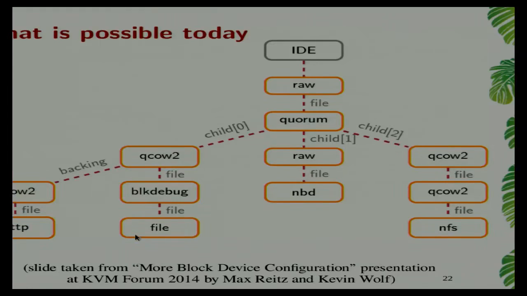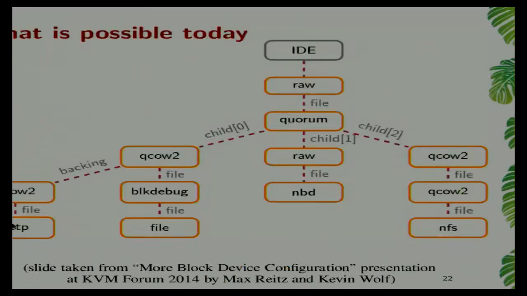But QEMU can not only connect to files on your local host. So this QCOW2 driver has a backing chain, for example, to another QCOW2 driver, which connects via HTTP. I think it's using curl, libcurl inside. So it can also access files that are somewhere on an HTTP server, for example. And this way you can really set up complex trees in your QEMU command line parameter jungle.